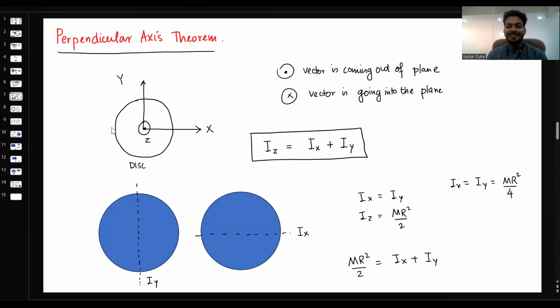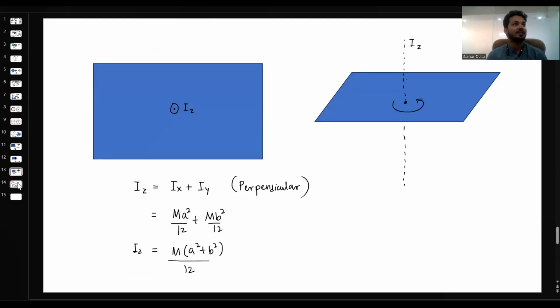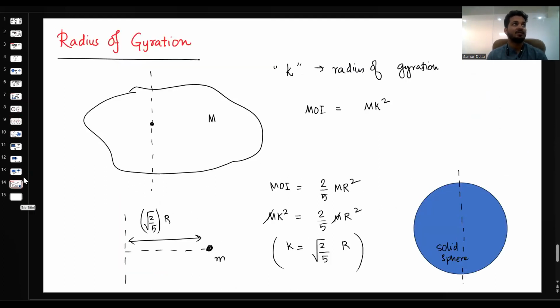So that, guys, is the perpendicular axis theorem and also the radius of gyration. So that is pretty much the end of moment of inertia. If you have any doubts regarding any of the topics that we discussed till now, please let me know.